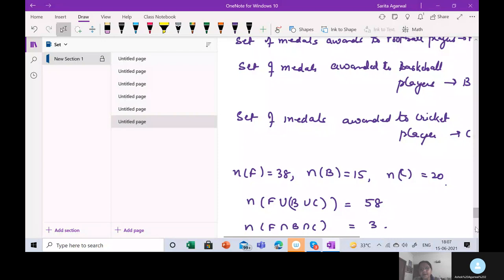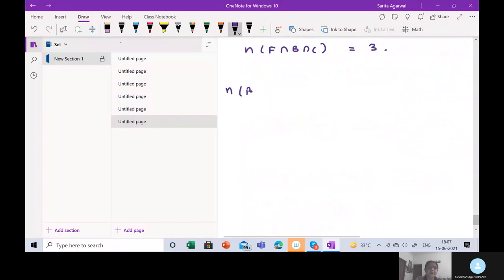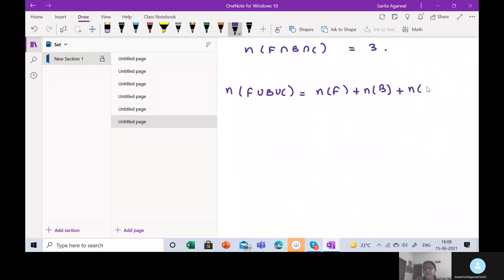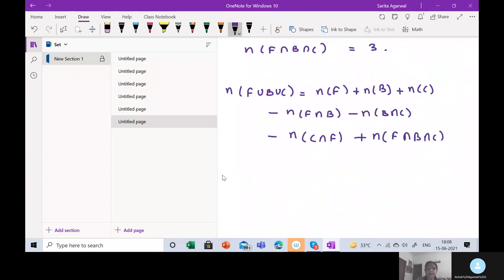So according to this, the number of medals awarded to F union B union C, we can keep this as it is, or we can club any two of them. It hardly matters, right? So this is equal to the number of awards to football players, plus the number of awards to basketball players, plus the number of awards to cricket players, minus the number of awards to football and basket, minus the number of awards to basketball and cricket players, minus the number of awards to cricket and football players, plus the number of awards to football, basket and cricket. Which means it is 58 equal to this.